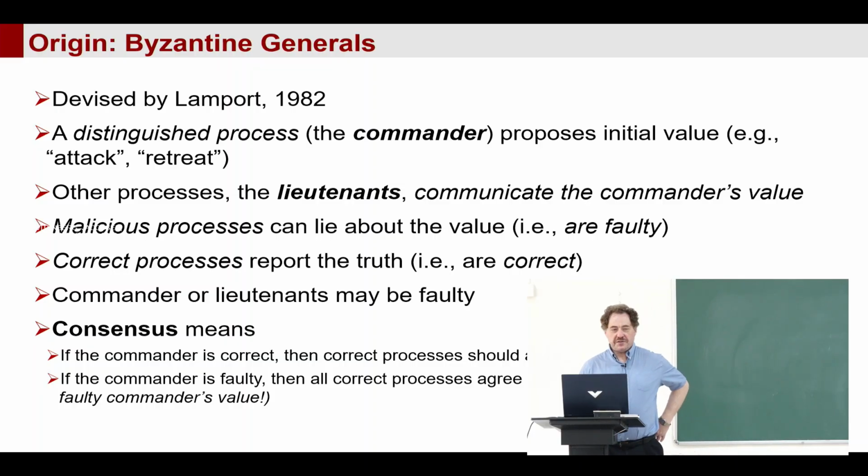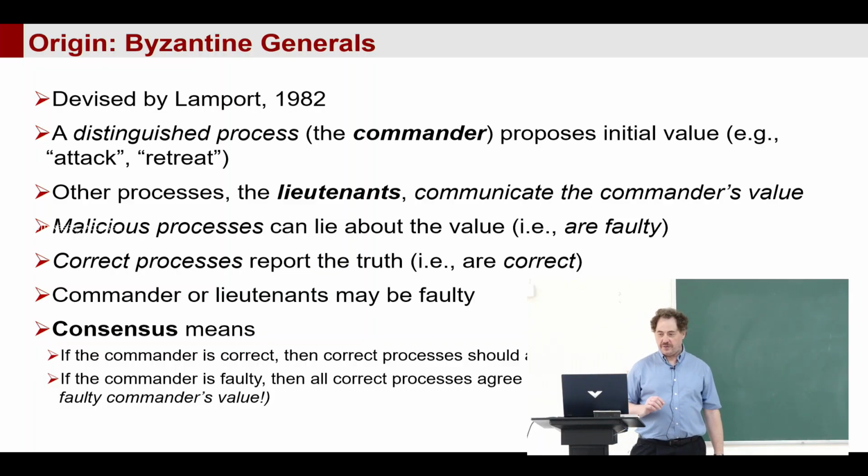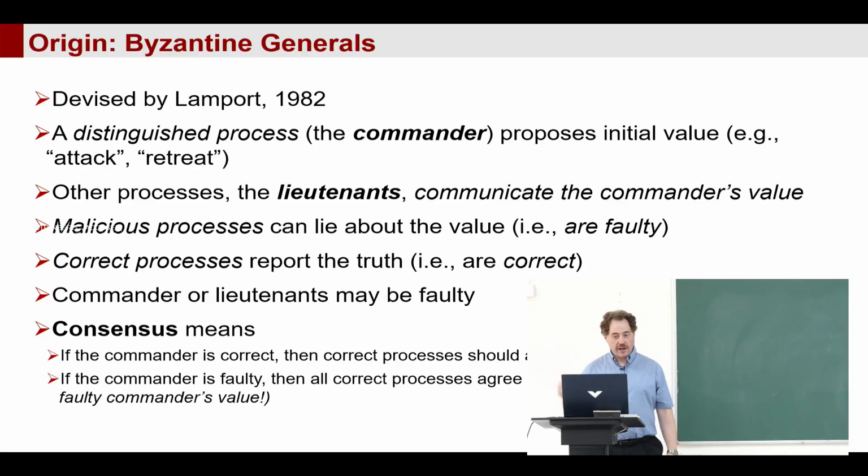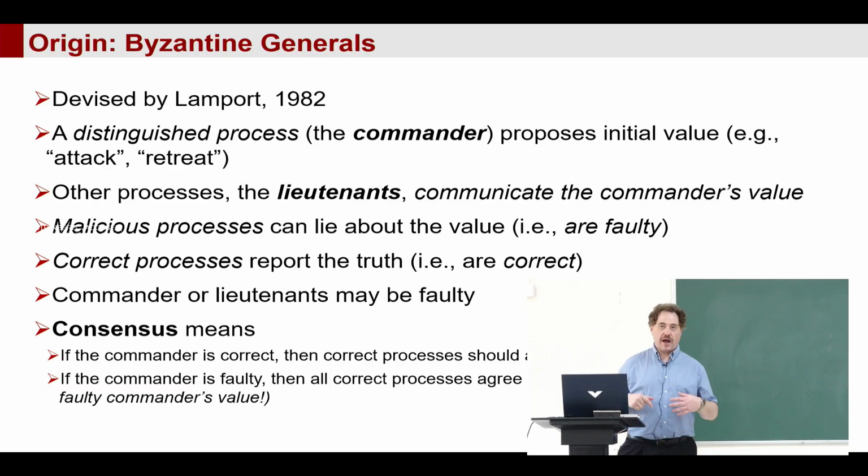So there is one distinguished process, the commander, which proposes an initial value. The value could be attack or retreat, a retreat meaning let's not attack at this time, let's attack at a different time. And the other processes, under commanders of the armies, say the lieutenants, communicate the commander's value between each other and make sure that they all agree on the outcome, so it would never happen that just one army attacks.